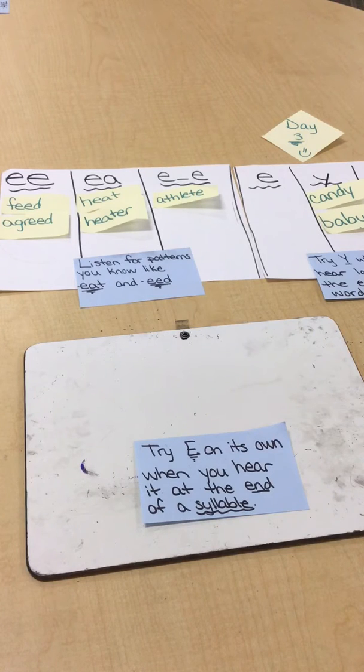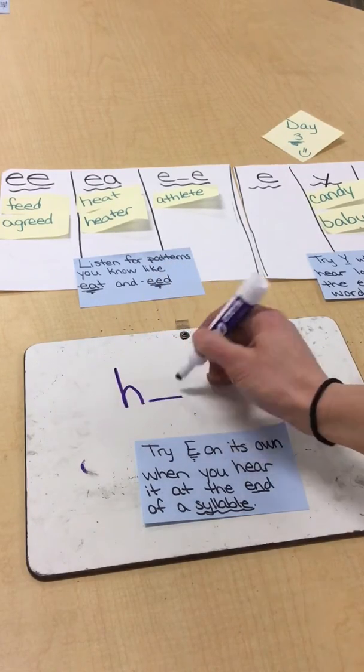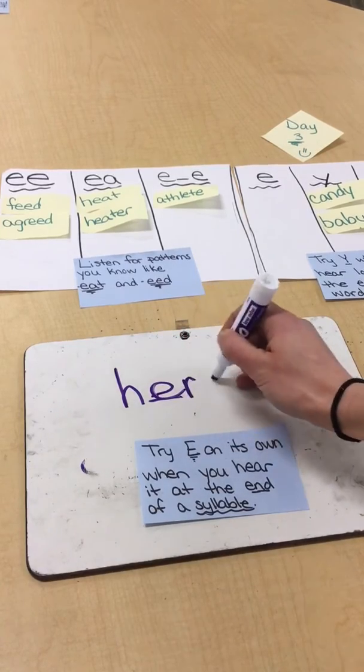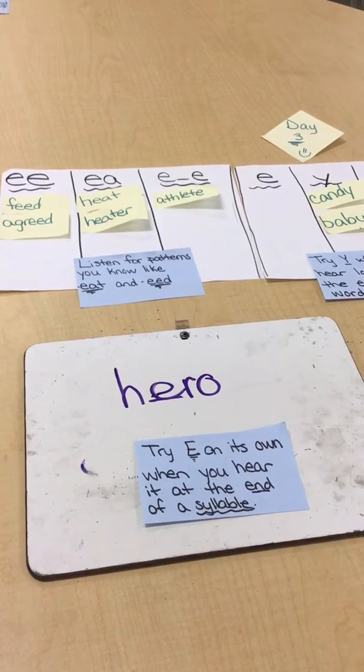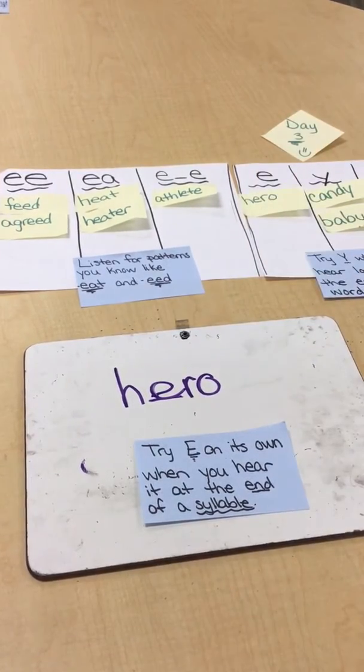He-ro. I go a little bit slower. He. That's the end of the syllable. At the end of that syllable, I heard the E sound. So I'm going to try it with just an E. E. That's where I'm hearing the long E sound. H-E-R-O. Hero. Check. Does that look like how I would see it if I read it? It does. Hero is made with just an E.